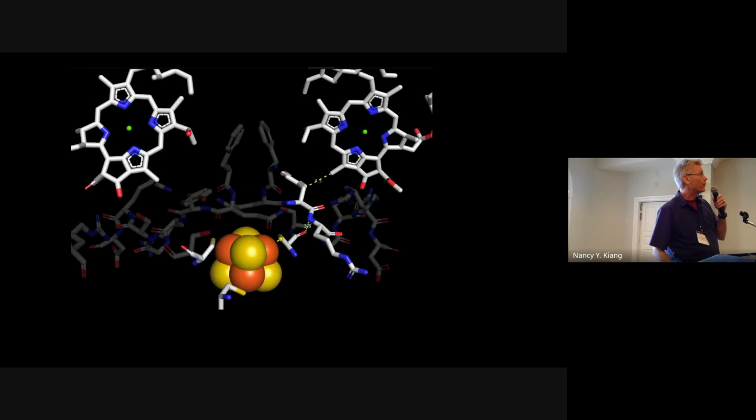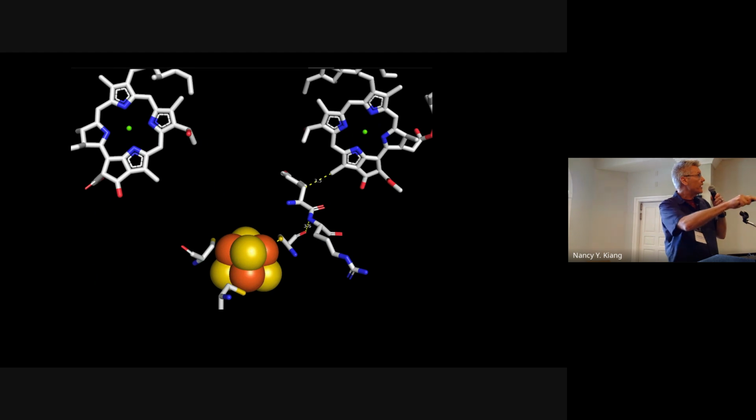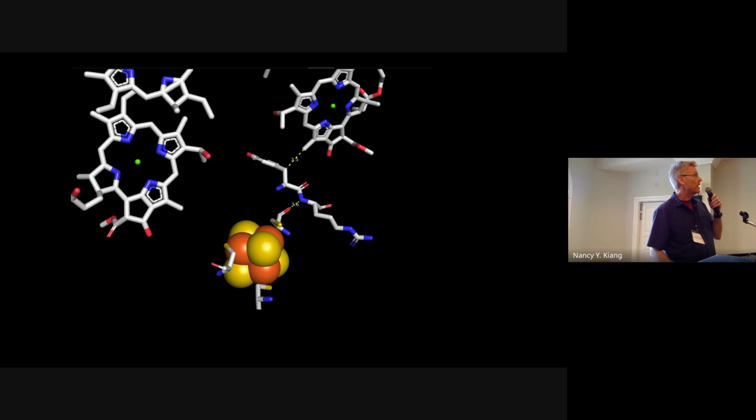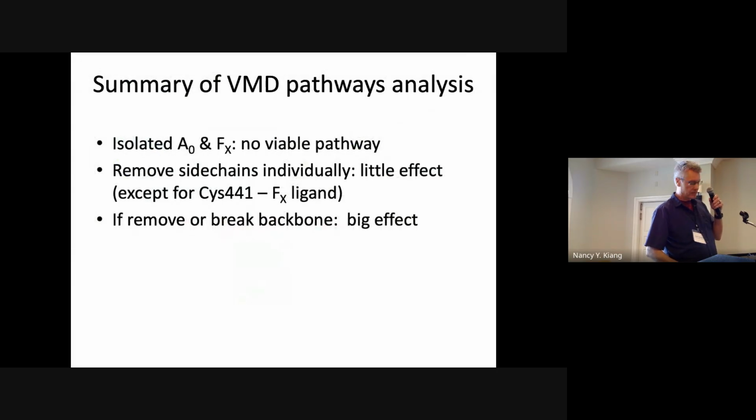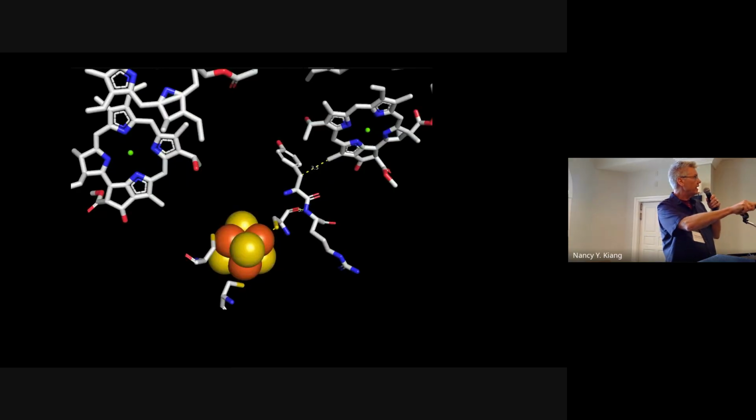Here's one of the major pathways from A0 to FX, hopping there to that tyrosine, but to the beta methylene group, along the polypeptide to the cysteine over here, and then to the iron. Remember, this is a virtual hop. These are not actual electron transfers.